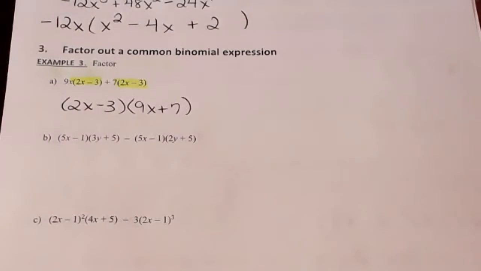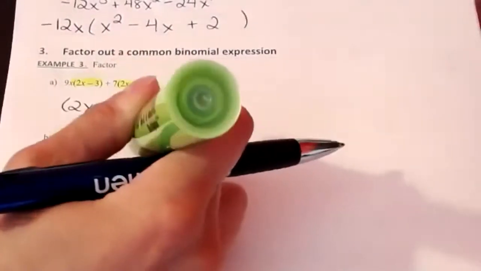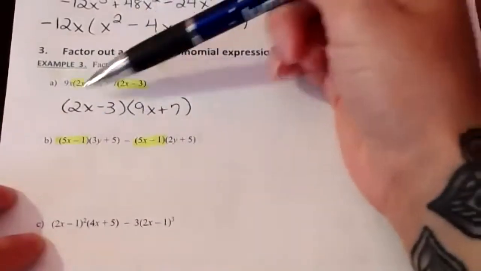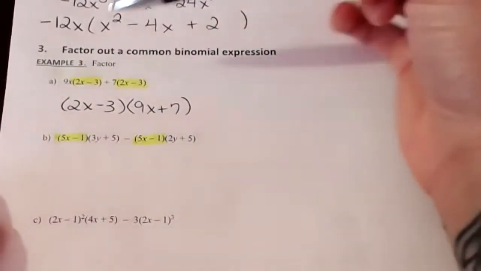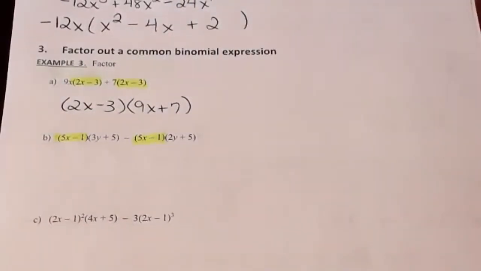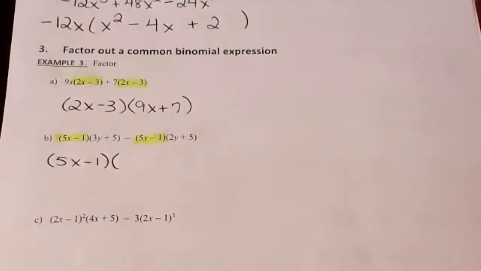Let's highlight the factor that they have in common. We all see that they both have a 5x minus 1, right? Now, here's the interesting part. When we factored out this 2x minus 3, it was no big deal that we said what was left was 9x plus 7, and we threw that in the second set of parentheses. I want you to feel the same way about this. So if I factor out my 5x minus 1, what's left in the other parentheses?